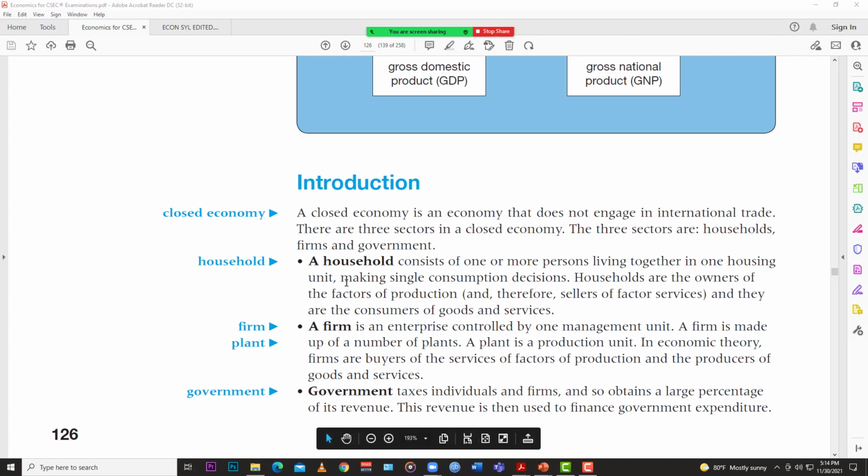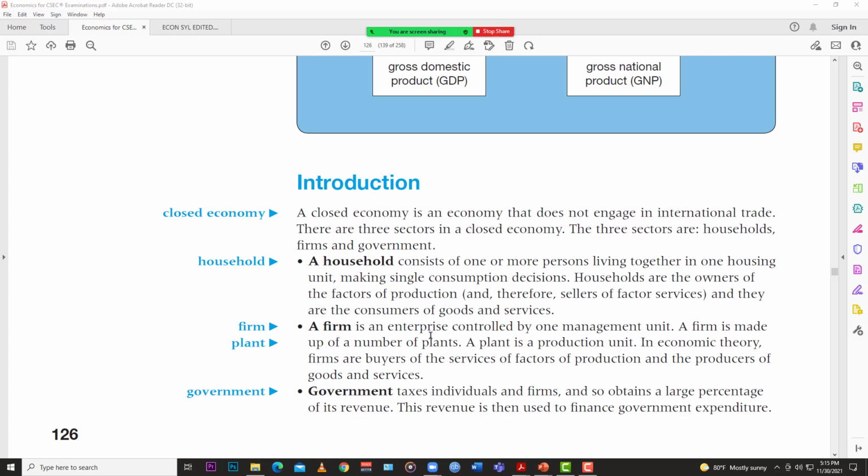In economic theory, firms are buyers of the services of the factors of production. So keep that in mind again. Remember up here we said that the households are the owners of the factors of production, and therefore they are the sellers of the factor services. Who buys these factor services? The firms are the buyers of the services of factors of production and the producers of the same goods and services that the household consumed.